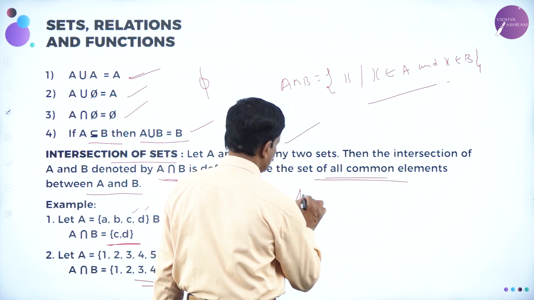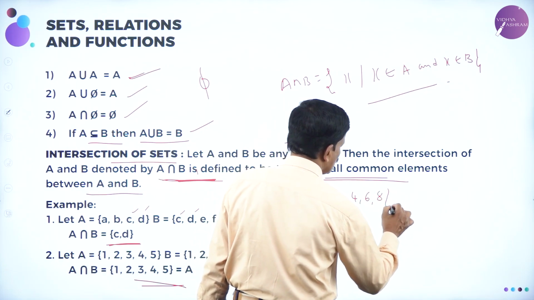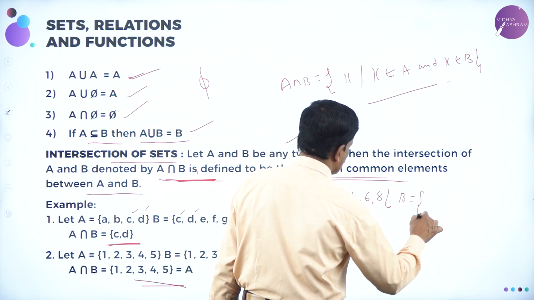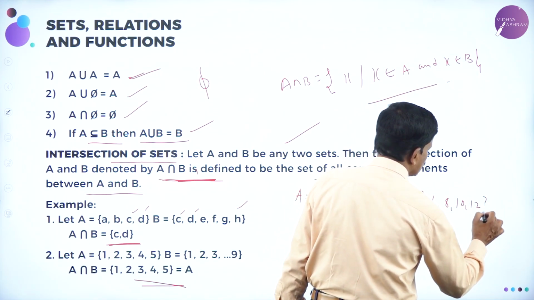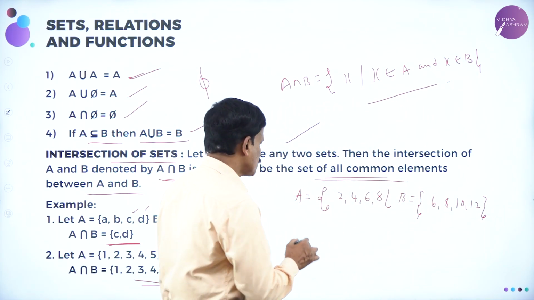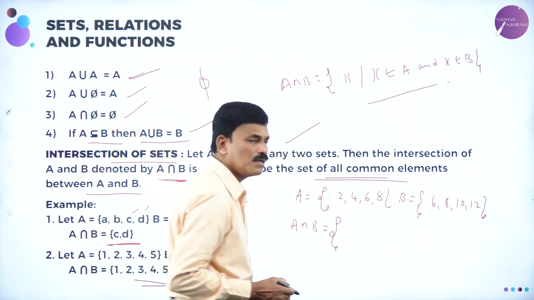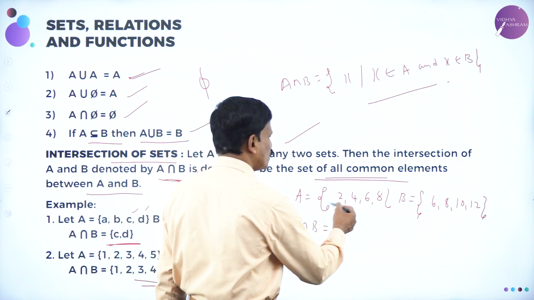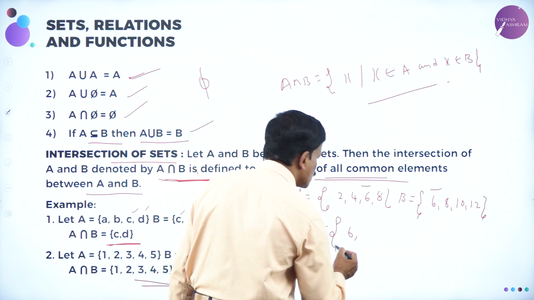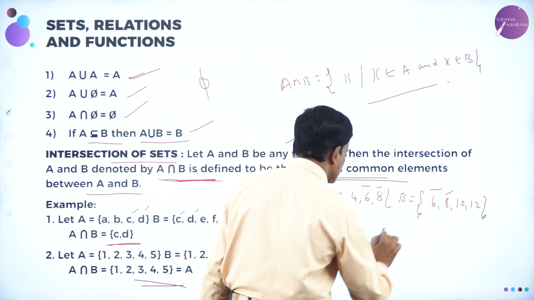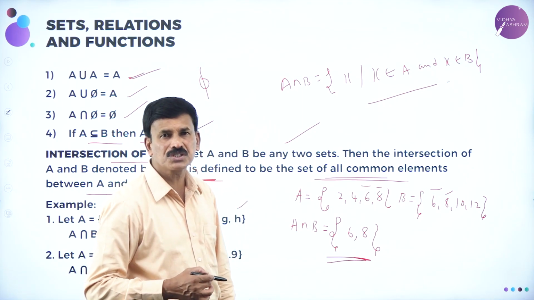If A is equal to {2, 4, 6, 8} and B is equal to another set {6, 8, 10, 12}, then the intersection of these two sets, A intersection B, is nothing but the set of all common elements. What are the common elements? We don't have 2 here, 4 is also not there, 6 is included in both the sets, and 8 is also in set A and set B. So only 6 and 8 come under the intersection of the two sets.